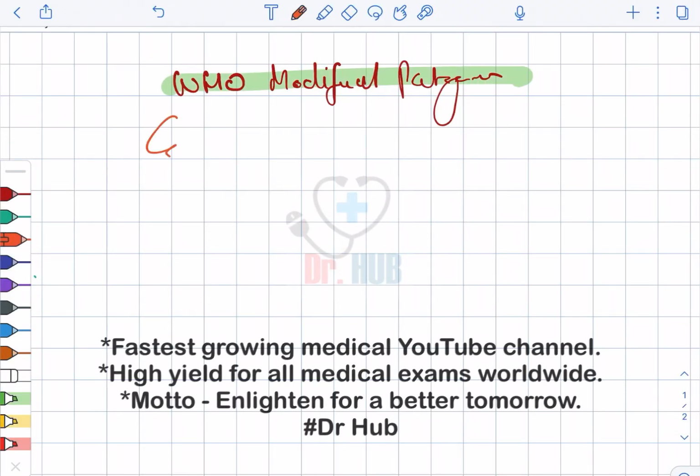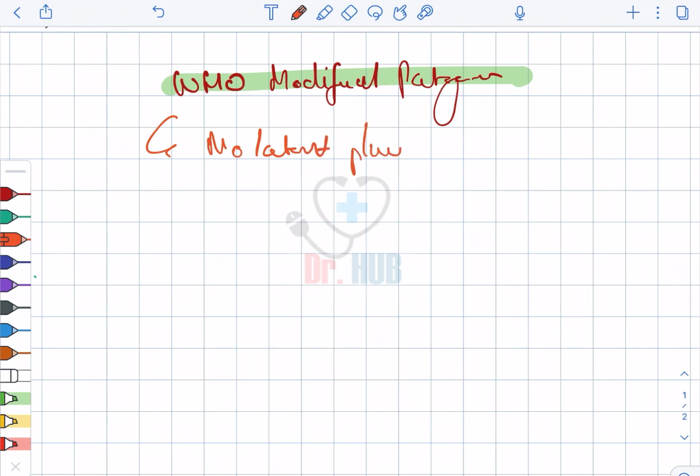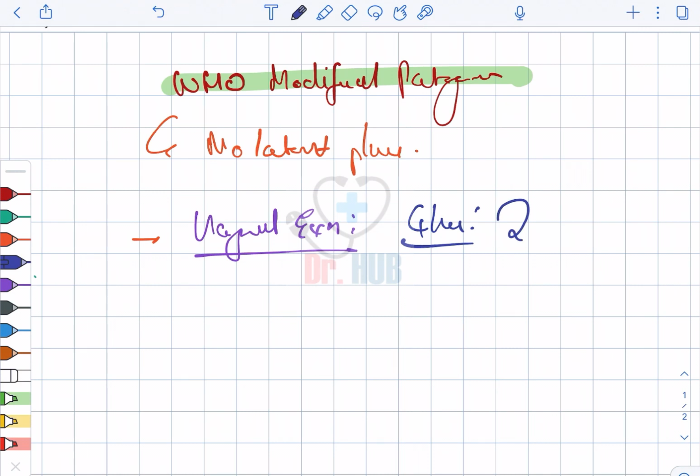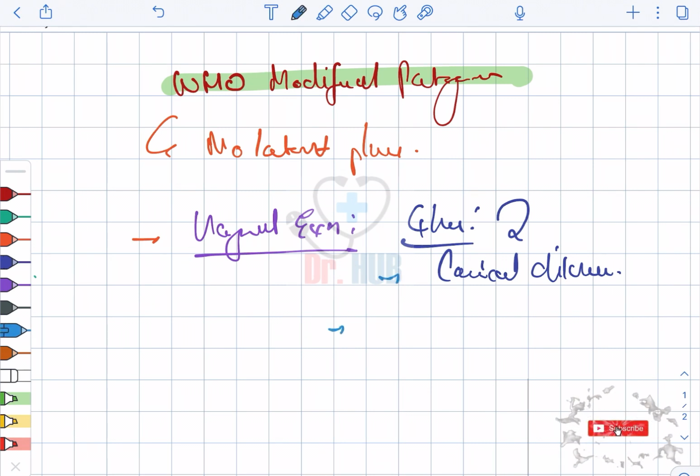WHO modified Partogram. Here there is no latent phase. Second, in case of the vaginal examination, this should be done no less than every 4 hours. Every 4 hours it is used to assess the cervical dilation, and also the descent of the fetal head.